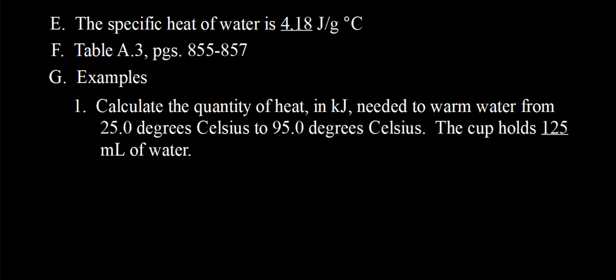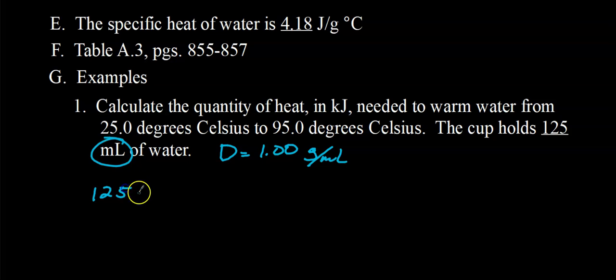All right, let's take a look at some examples. Calculate the quantity of heat in kilojoules needed to warm water from 25.0 degrees Celsius to 95.0 degrees Celsius. The cup holds 125 milliliters of water. Remember, the density of water is 1.00 grams per milliliter. So each milliliter of water has a mass of 1 gram. So 125 milliliters is 125 grams.